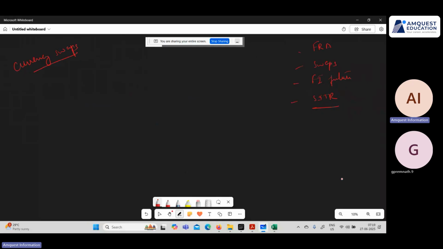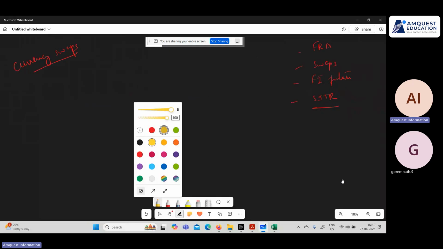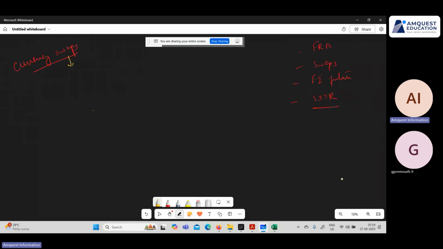You can imagine that the concept would still remain the same because of the word swaps. You are again exchanging something, but this time the exchange is of the currency. But my first question is, why?